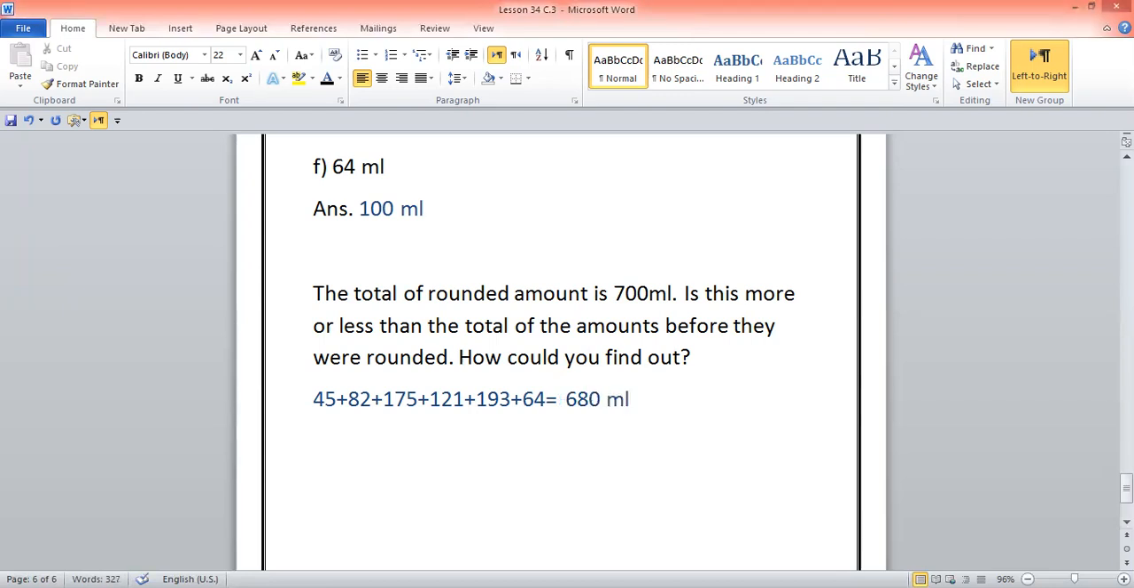So you will say the total of the rounded amount is more than the total of the actual amount. The total rounded amount is more than the total of actual amount. This is your answer, guys.